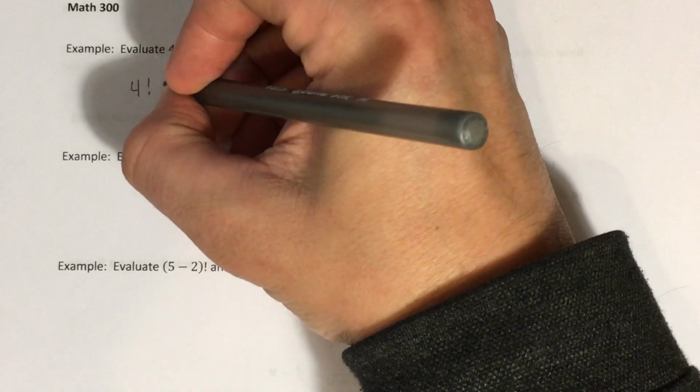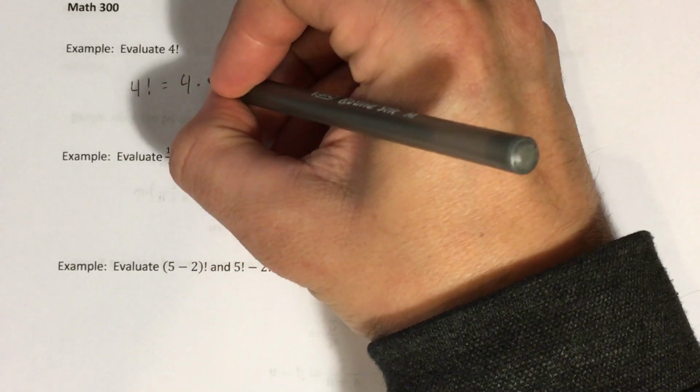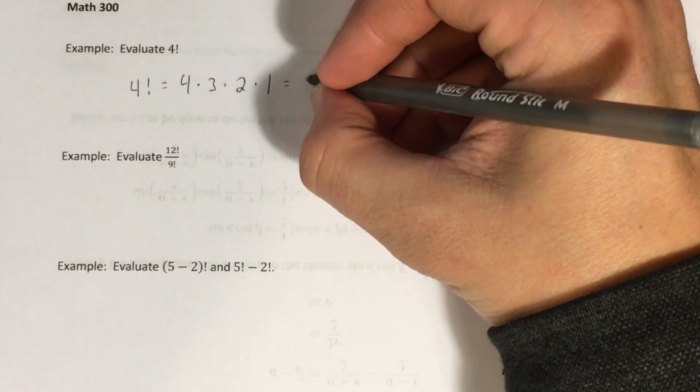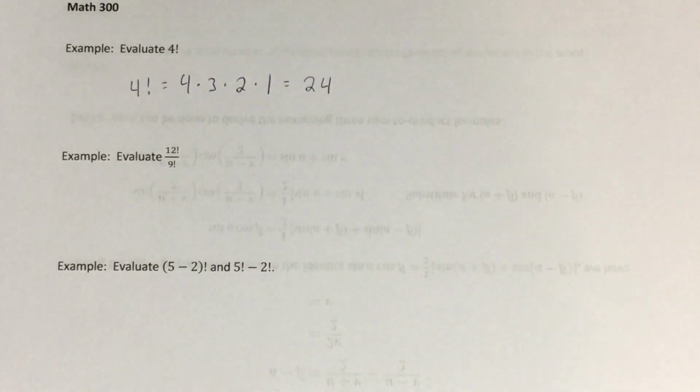4 factorial by definition is 4 times 3 times 2 times 1, and we already evaluated that. That was 24. Okay, that's easy enough, right? A lot of times, though, factorials appear in expressions that are more complicated than this one. Many times they show up in quotients. We'll see that a lot when we deal with permutations and combinations later in this chapter.